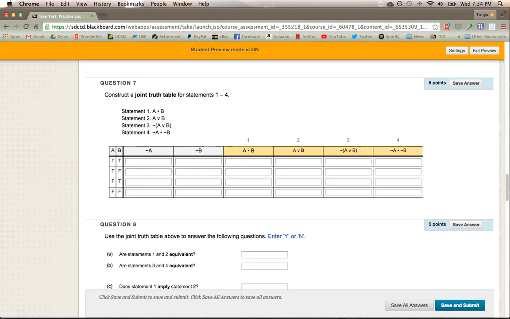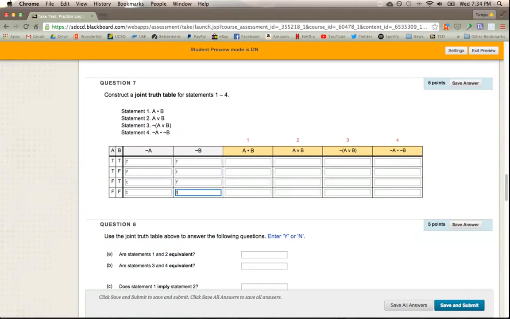Okay, so not A. That is the negation of A. So wherever A is true, not A will be false. So we're looking at column one. It's T, F, T, F, F, T, F, T. Not B, that's the negation of B here. So where B is T, we've got F. Where it's F, we got T. That's F and a T.